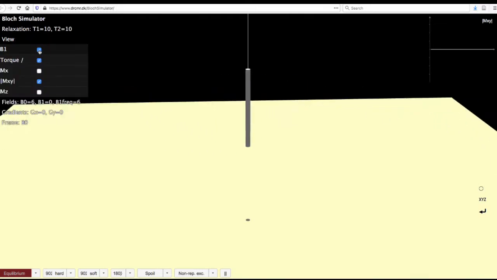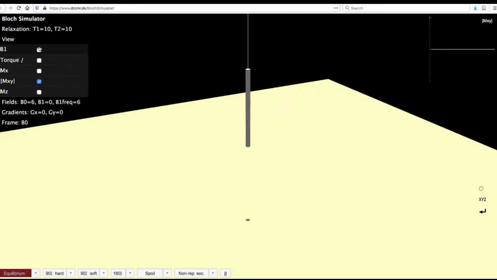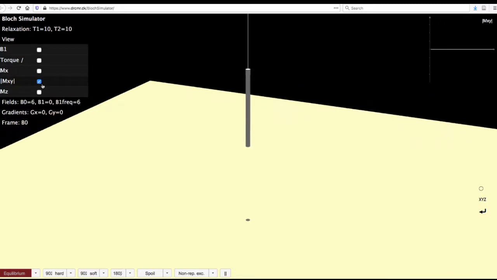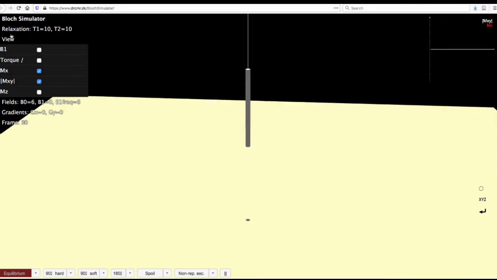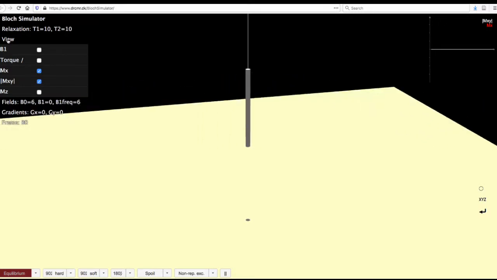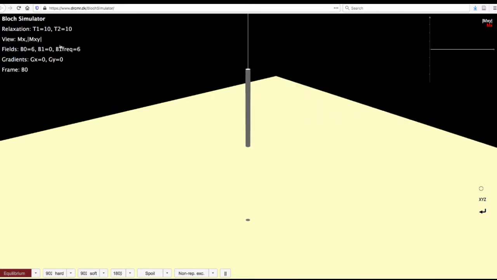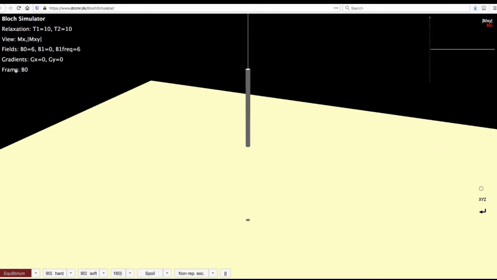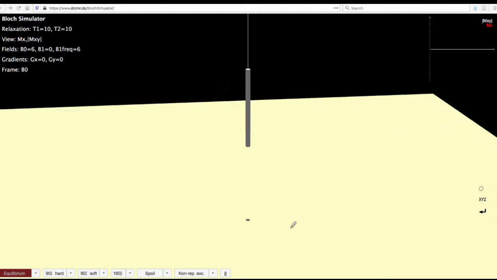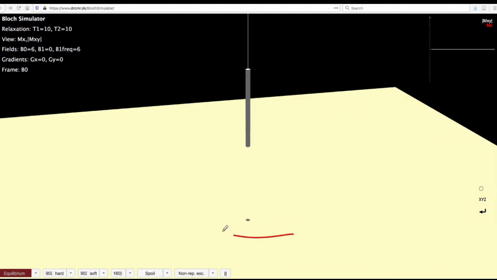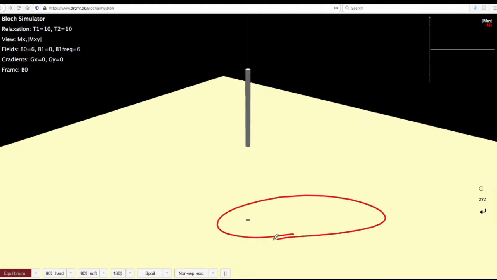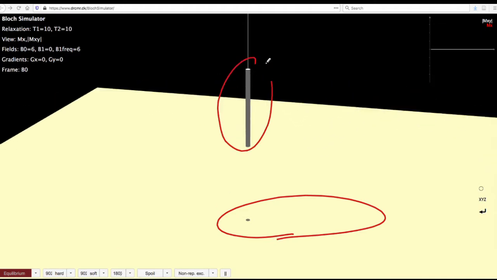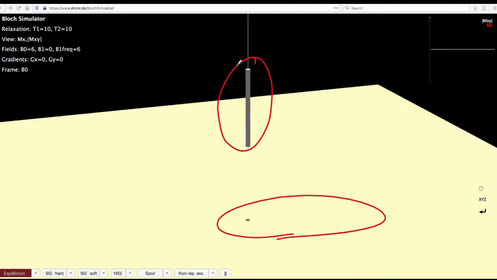And we shall turn off the B1 and torque just so that we only visualize the magnitude of transverse magnetization. We can also turn on the MX magnetization so that we actually see precession as well. B0 is set to 6 units and the frame of reference is the rotating frame. I request you to pay attention to two things in this simulation: to look at the magnitude of the transverse magnetization and also the magnitude of the longitudinal magnetization following the perturbation.